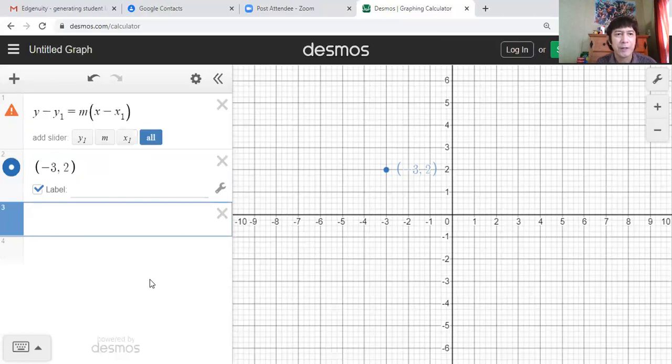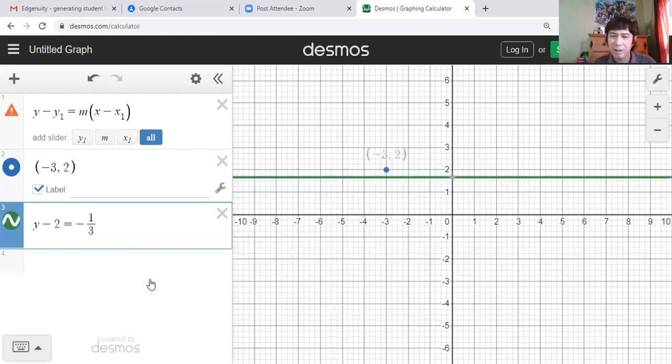Okay, so let us have the equation y minus y1. Our y1 is 2, equals our slope. I said negative 1/3, so negative 1 over 3, times the quantity x minus our x1, which is -3.